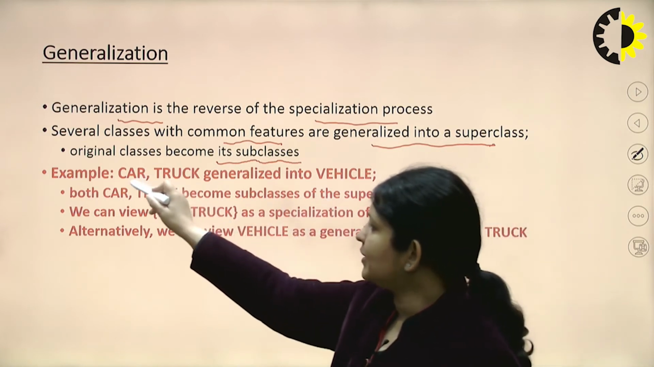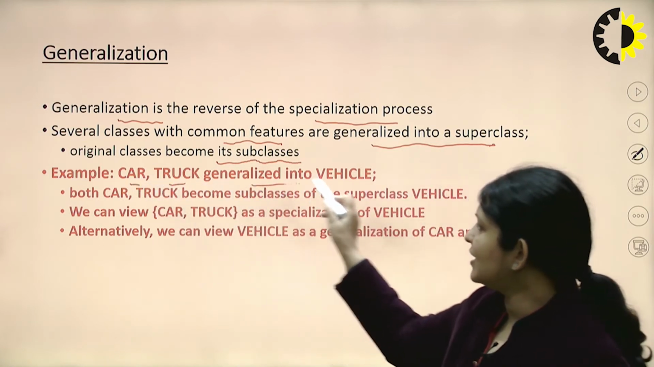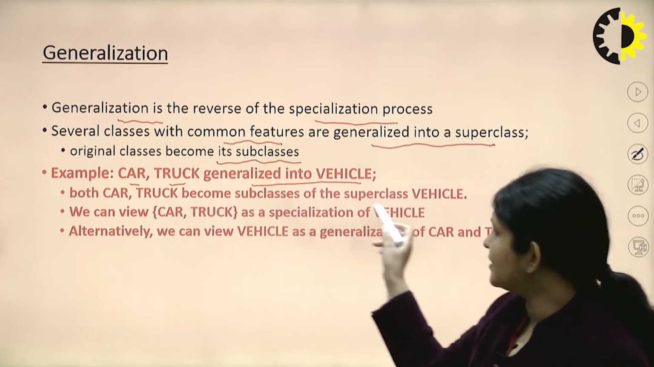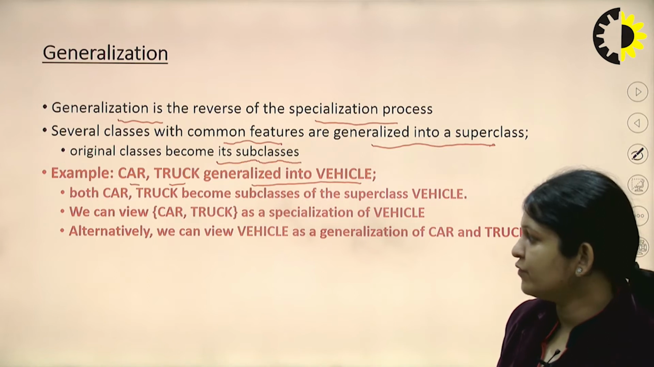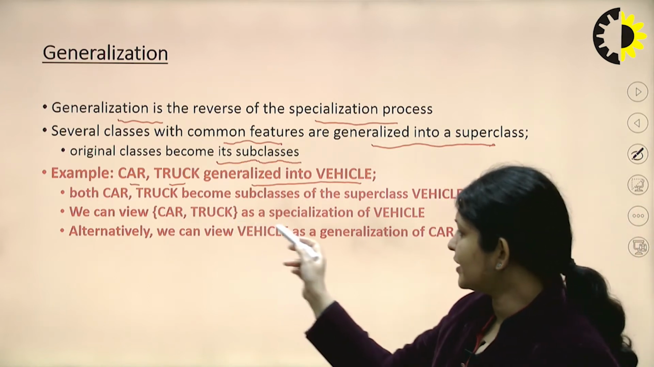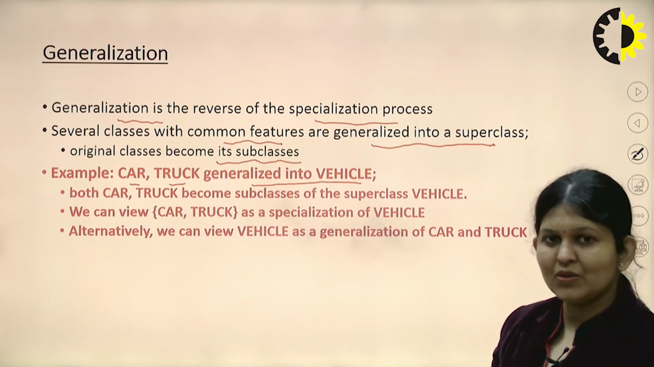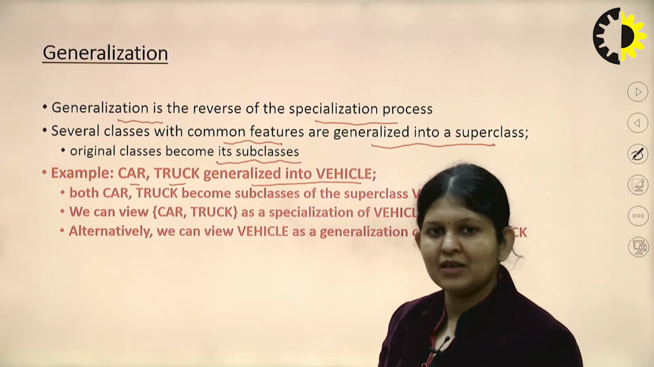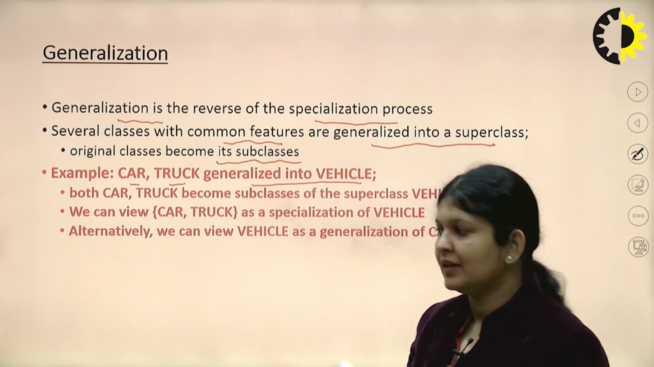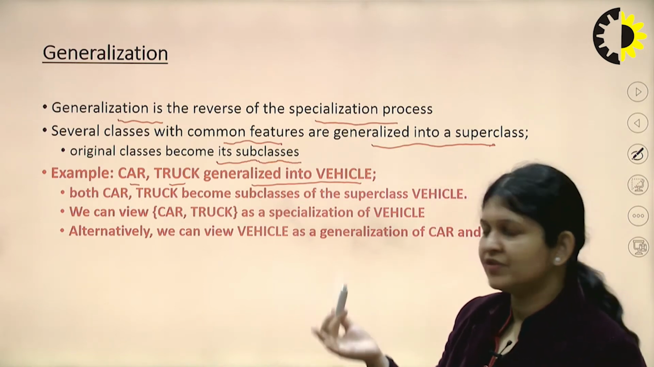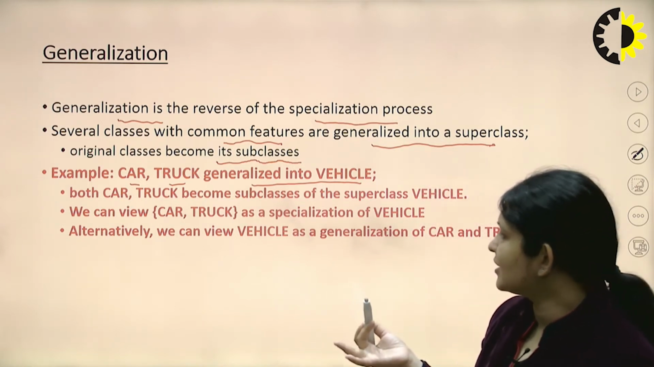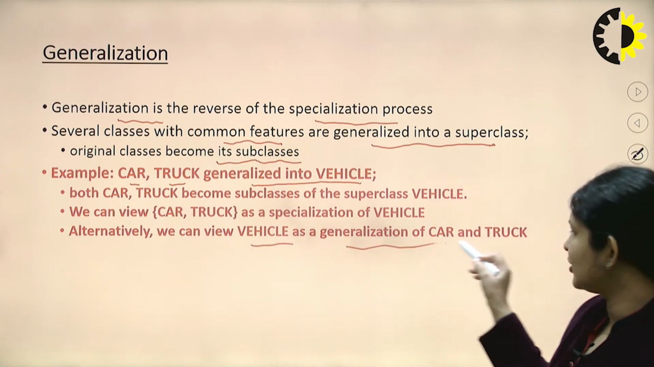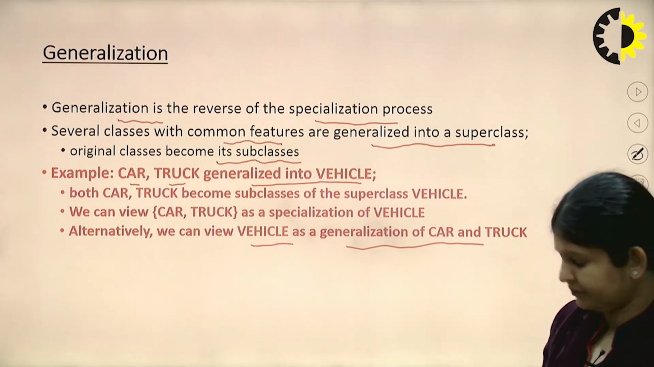For example, car and truck are generalized into vehicle. Both car and truck become subclasses of the superclass vehicle. So we can view car and truck as a specialization of vehicle. So it's a reverse process. The classes at the lower level are the subclasses or specialized classes, and the one at the upper level is the generalized class, or we can say it's a superclass. Alternatively, we can view vehicle as a generalization of car and truck.